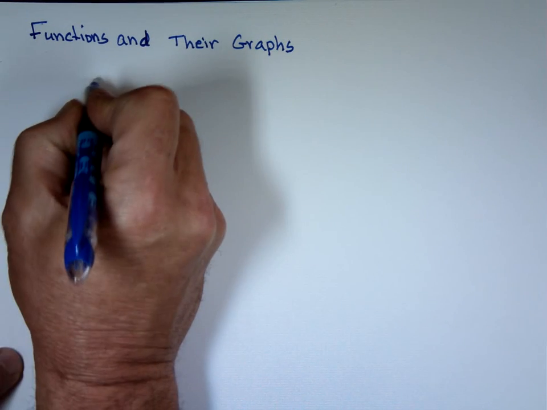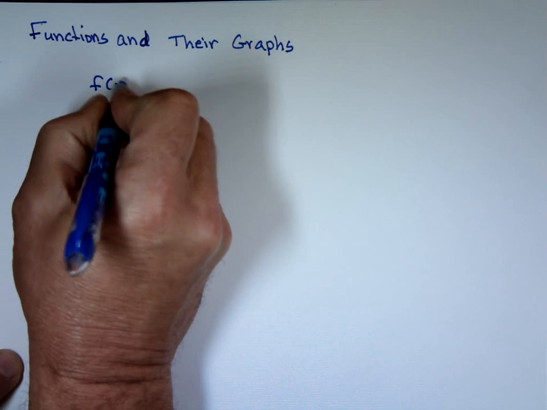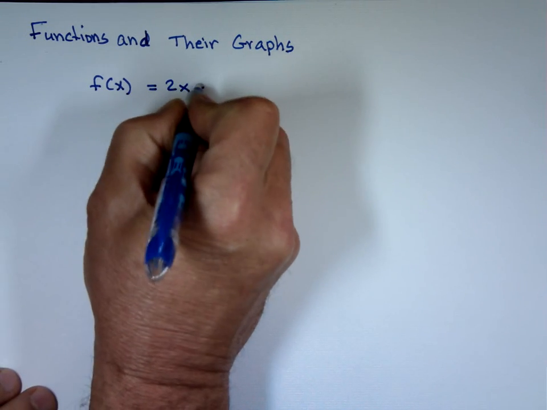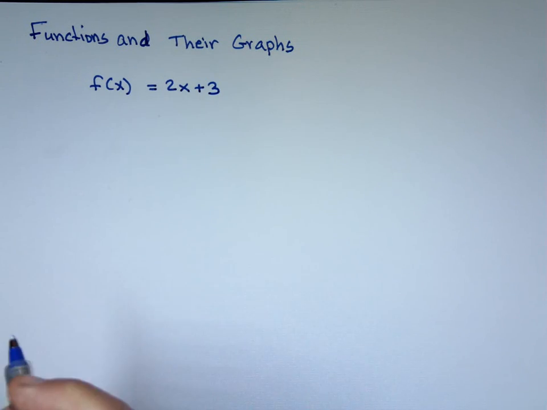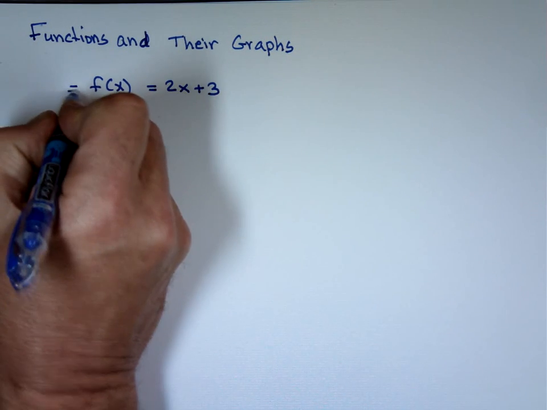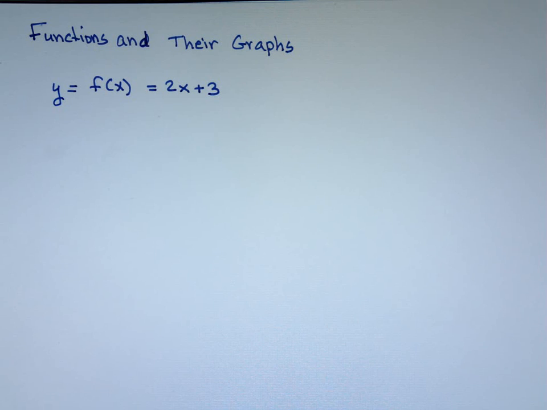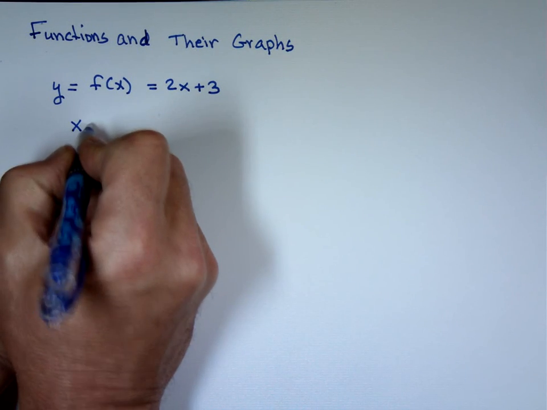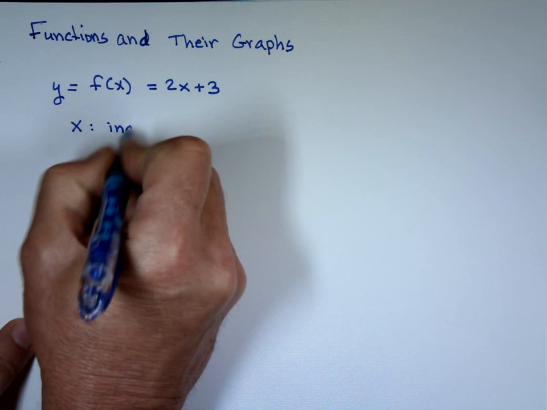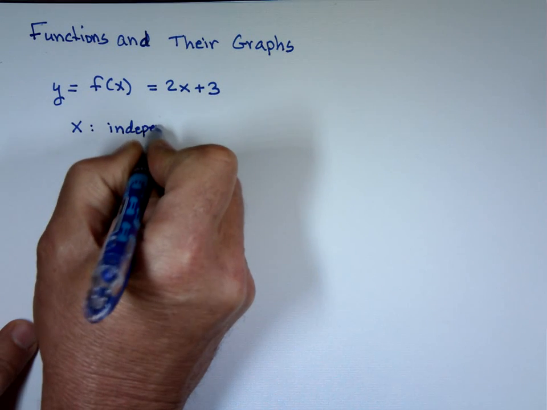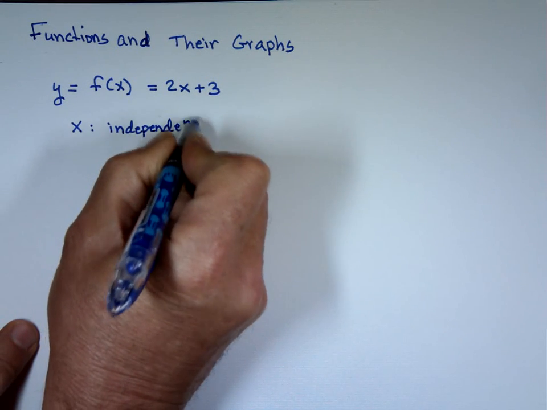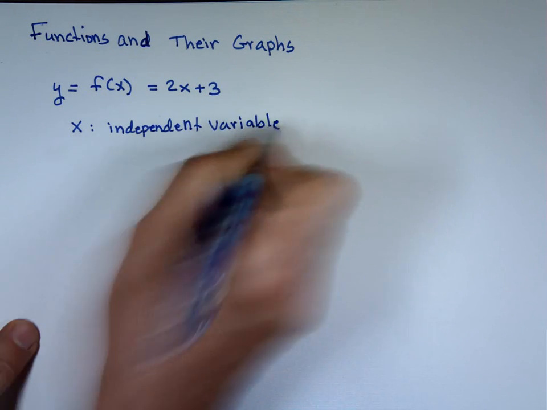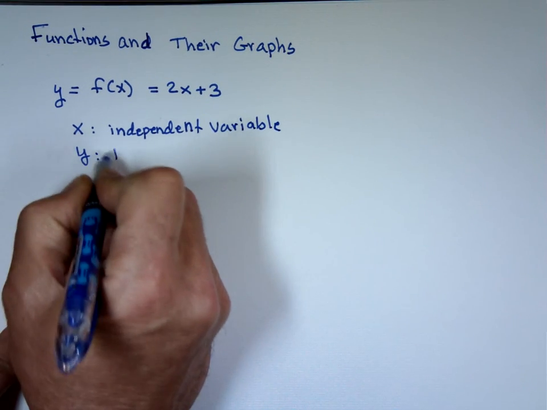If I give you this problem, f of x equals 2x plus 3. Sometimes instead of f of x, you'll see me write y equals 2x plus 3. Now, x here is my independent variable. And y is my dependent variable.